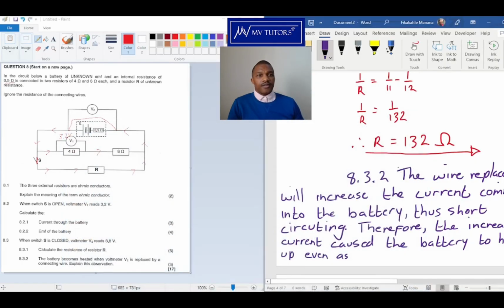So I'm going to say even as the electrons speed up, causing the battery to heat. The bigger the speed of the electron, as you can imagine, they cause heat. Okay, well, I think that's the last question.